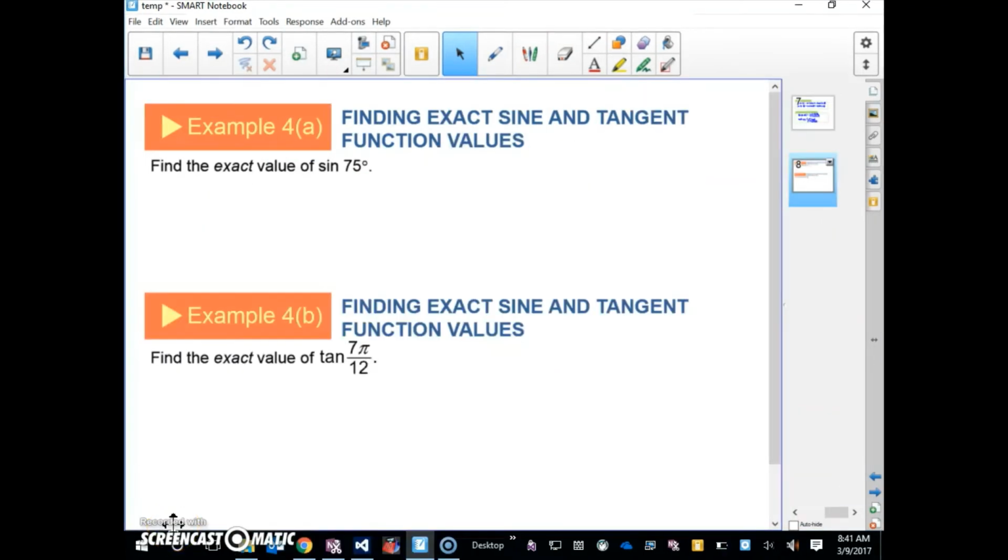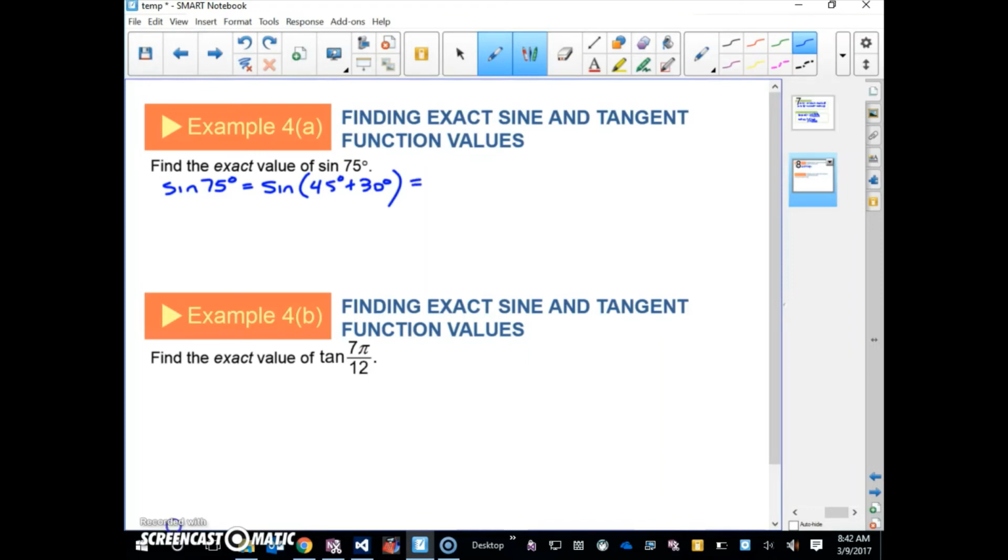Example 4a, find the exact value of sine 75 degrees. Okay, sine 75. We've never been able to do that before, but now we can if we use some of the numbers in the chart. Pretty quickly you can see that sine 75 would equal sine of 45 plus 30. You could switch it around, say 30 plus 45. Sometimes there's more than one way of doing it. Sine of 45 degrees plus 30, that's the same thing as sine 75.